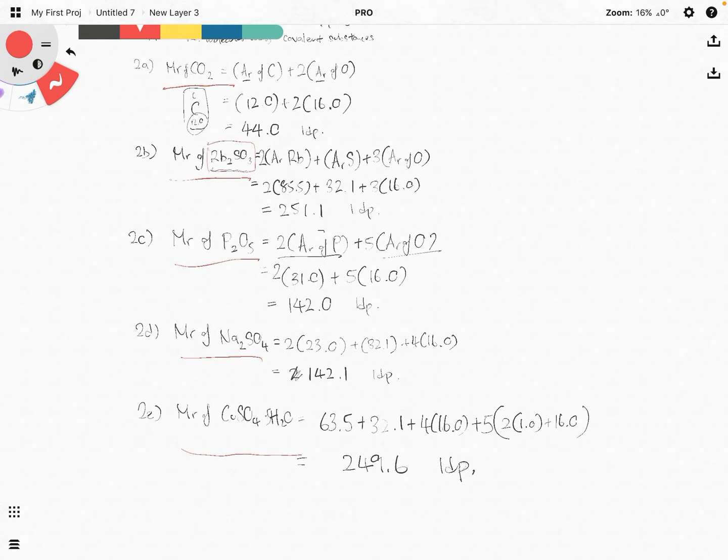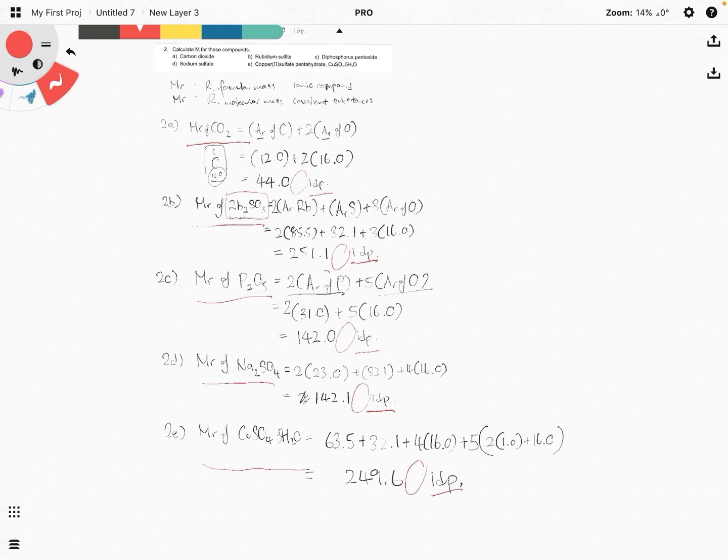If you write out the formula wrongly, you cannot get the correct relative formula or molecular mass. Next, leave all your answers to 1 decimal place. And finally, check that there are no units. Okay, there are not supposed to be any units. Relative masses, we are dealing with ratios of masses. Okay, with that, we've completed question 1 and 2. I'd like you to then move on to the rest of the questions, and we will see each other again to go through.